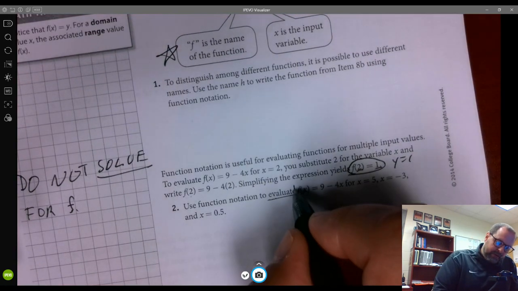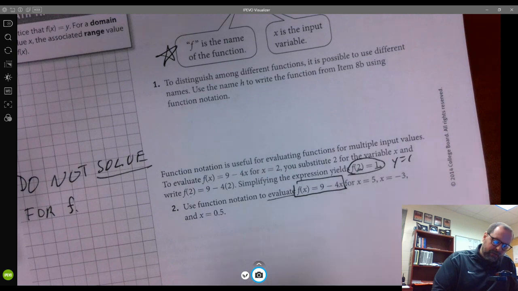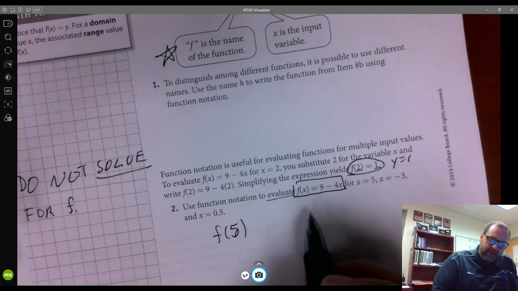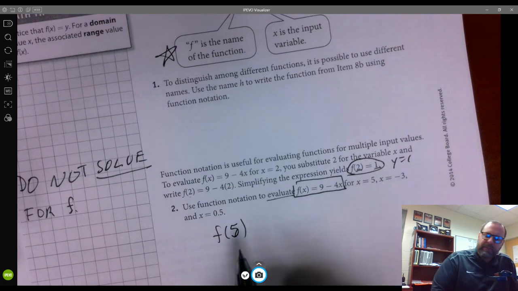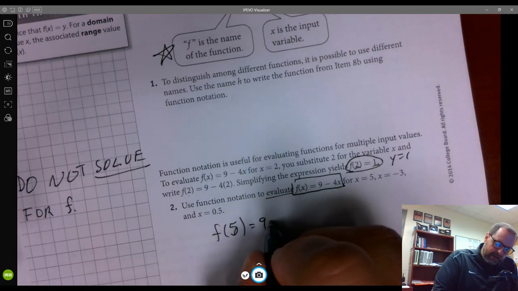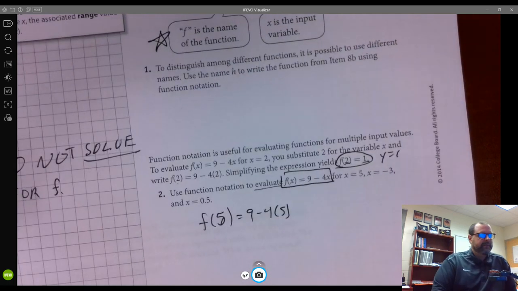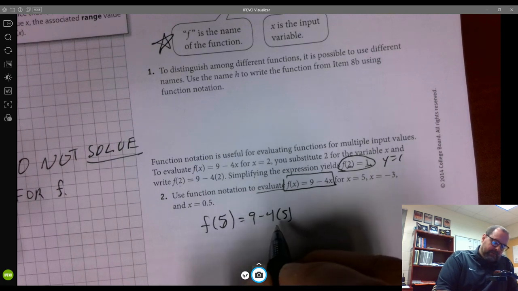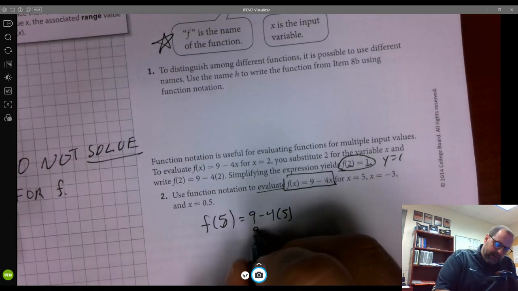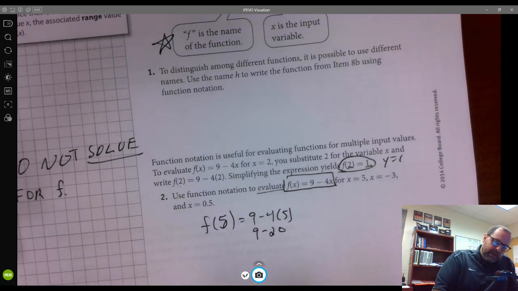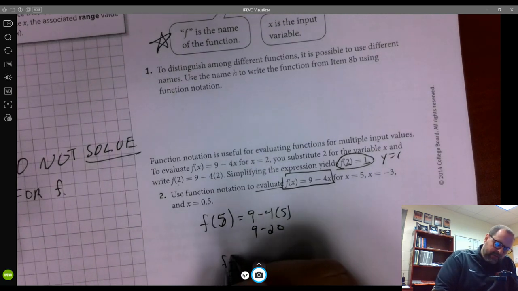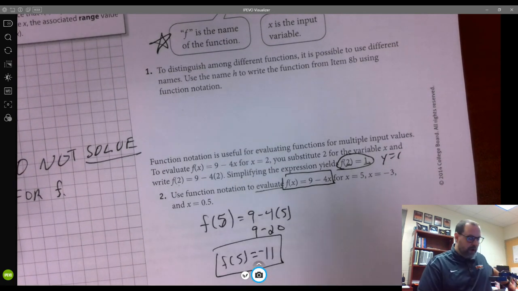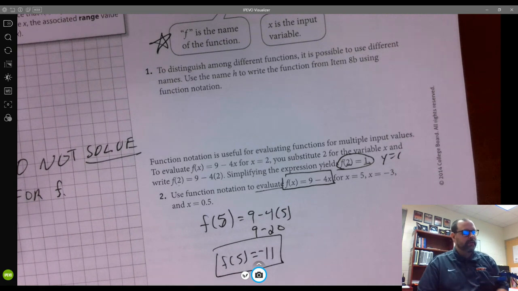So, for example, here, if we use the same function, 9 minus 4x, and it asks what is it when x equals 5? So I plug in, everywhere I see x, I plug in 5. So f of 5, that's just letting me know what I plugged in, equals 9 minus 4 times 5. I'm done with this side. This is the side I'm solving, really just simplifying. 4 times 5 is 20, so 9 minus 20 gives me negative 11. So f of 5 equals negative 11. That's it. I'm just going to write my answer down like that and no more.